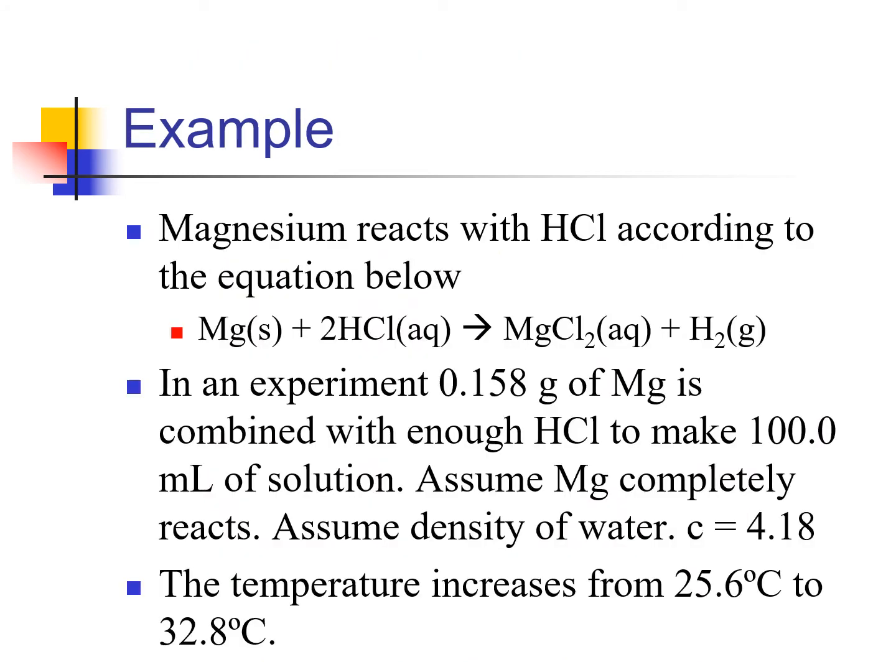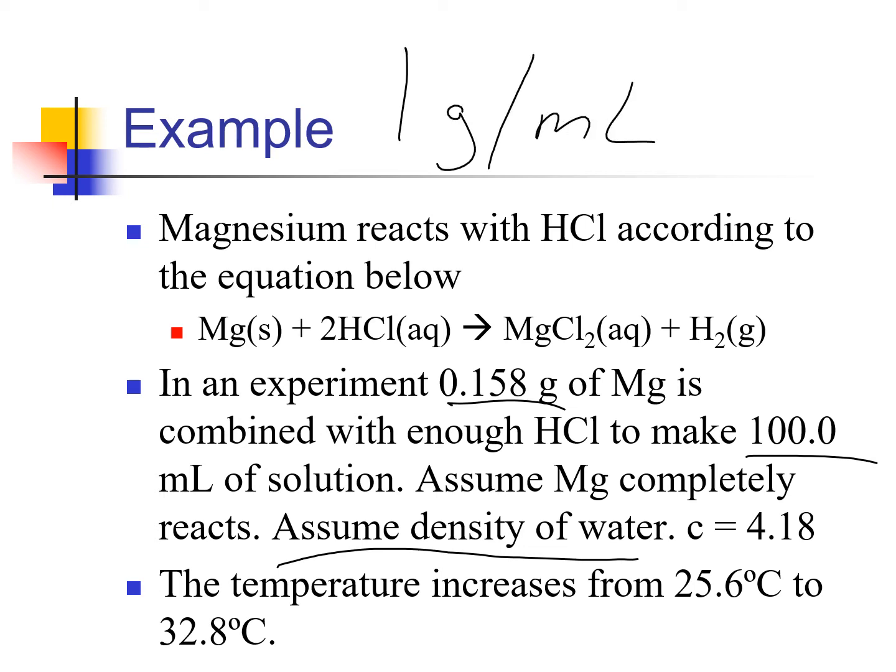So here's an example problem. Magnesium reacts with hydrochloric acid. Here's the reaction. So we add in a certain mass of magnesium. We combine it with enough HCl to make 100 milliliters of solution. We say assume density of water. This is making the problem seem a lot more complex than it is. Water has a density of 1 gram per milliliter. So because it's 100 milliliters of solution, it's 100 grams. If we're assuming the specific heat of water, 4.18, temperature goes from 25.6 to 32.8.